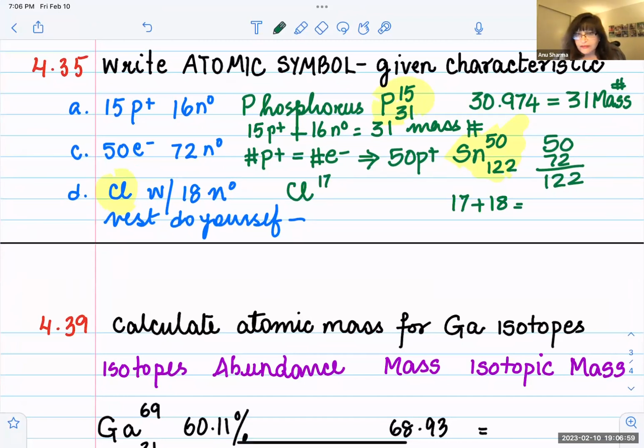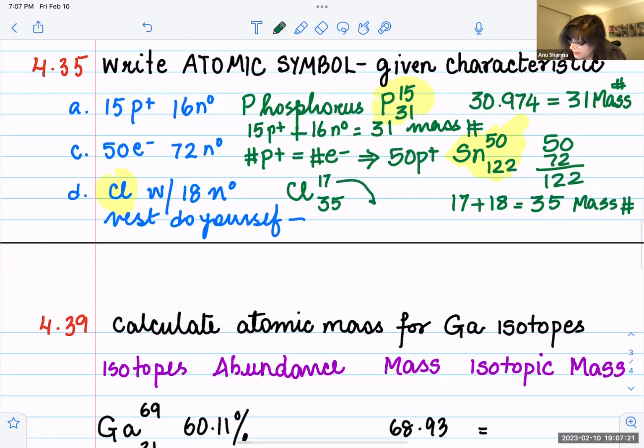Remember, at the bottom we have to write the mass number. So 17 plus 18 is equal to 35. That's the mass number. Remember, we got the atomic number from the periodic table. And why did we take 17? Because the identity of the atom, chlorine, is already given. That's how we looked it up in the periodic table. The rest of it you are going to do on your own. There are a few more questions for practice. All right.